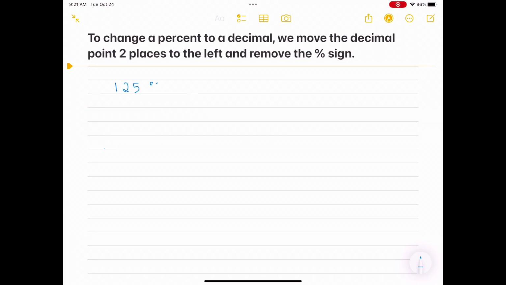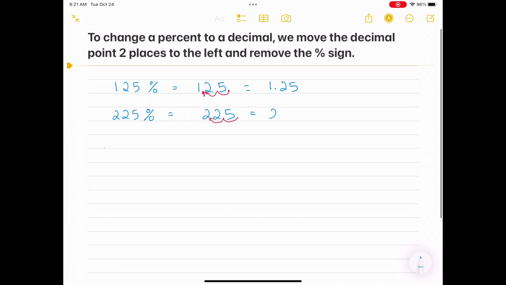125%, written as a decimal, we start with the number 125. The decimal point starts to the right of 5. We move the decimal point over 2 places to the left to end up with 1.25, or 1 and 25 hundredths. 225%, written as a decimal, we start with 225. The decimal point starts to the right of 5. We move it 2 places to the left to end up with 2.25.